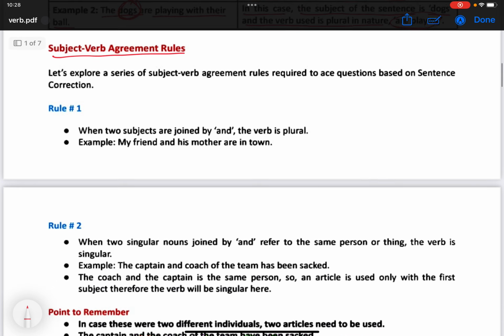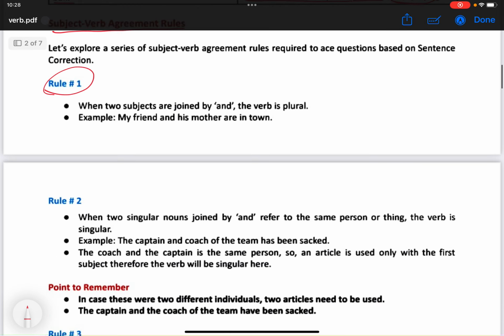Subject verb agreement के कुछ rules, डायरेक्ट रूल देख लेते हैं। Rule number 1, when two subjects are joined by and, the verb is plural. Example, my friend and his mother are in town.